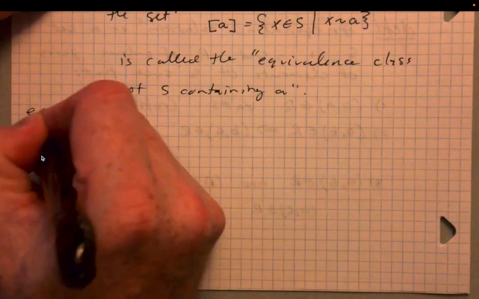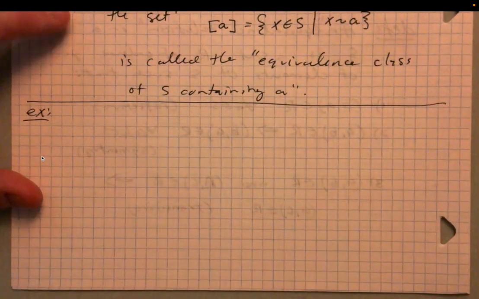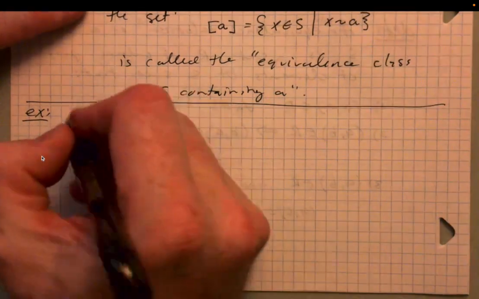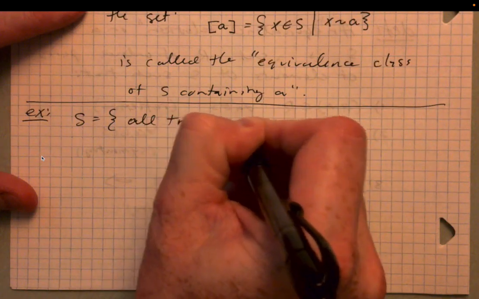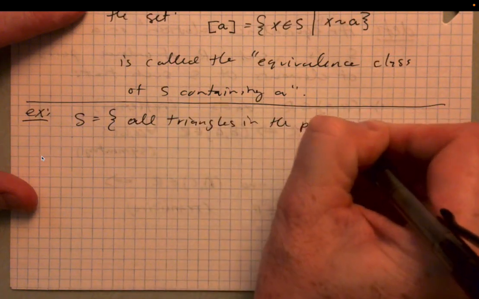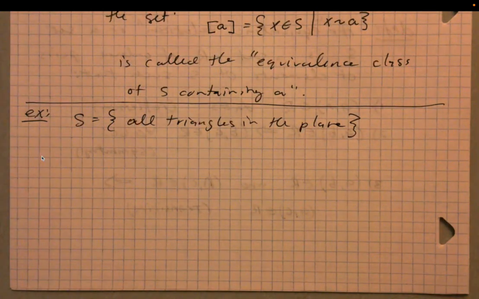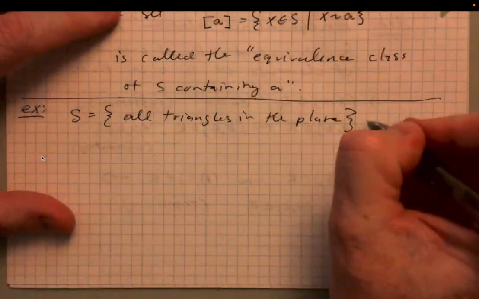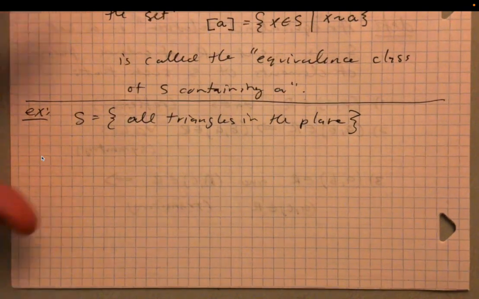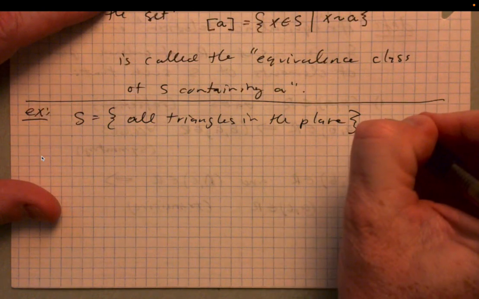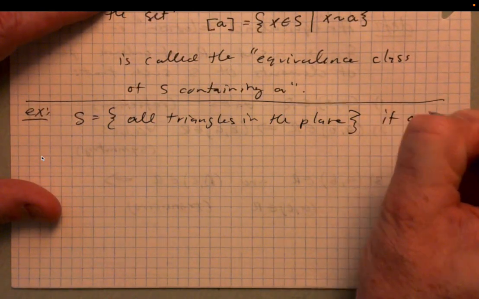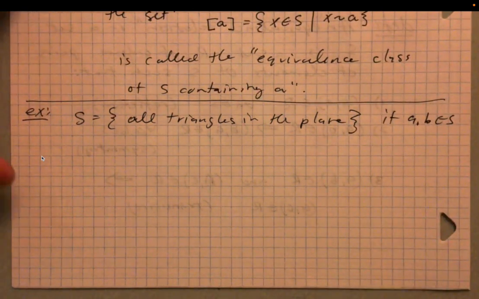Okay, here's a good one. Let's let S be the set of all triangles in the plane. Okay, and so we've got a big set, right? Infinite set here. Set of all possible triangles. So you've got right triangles, acute triangles, obtuse triangles, this kind of triangle, that kind of triangle, all the kinds of triangles you can imagine. Okay, so if A and B are triangles in S, right?